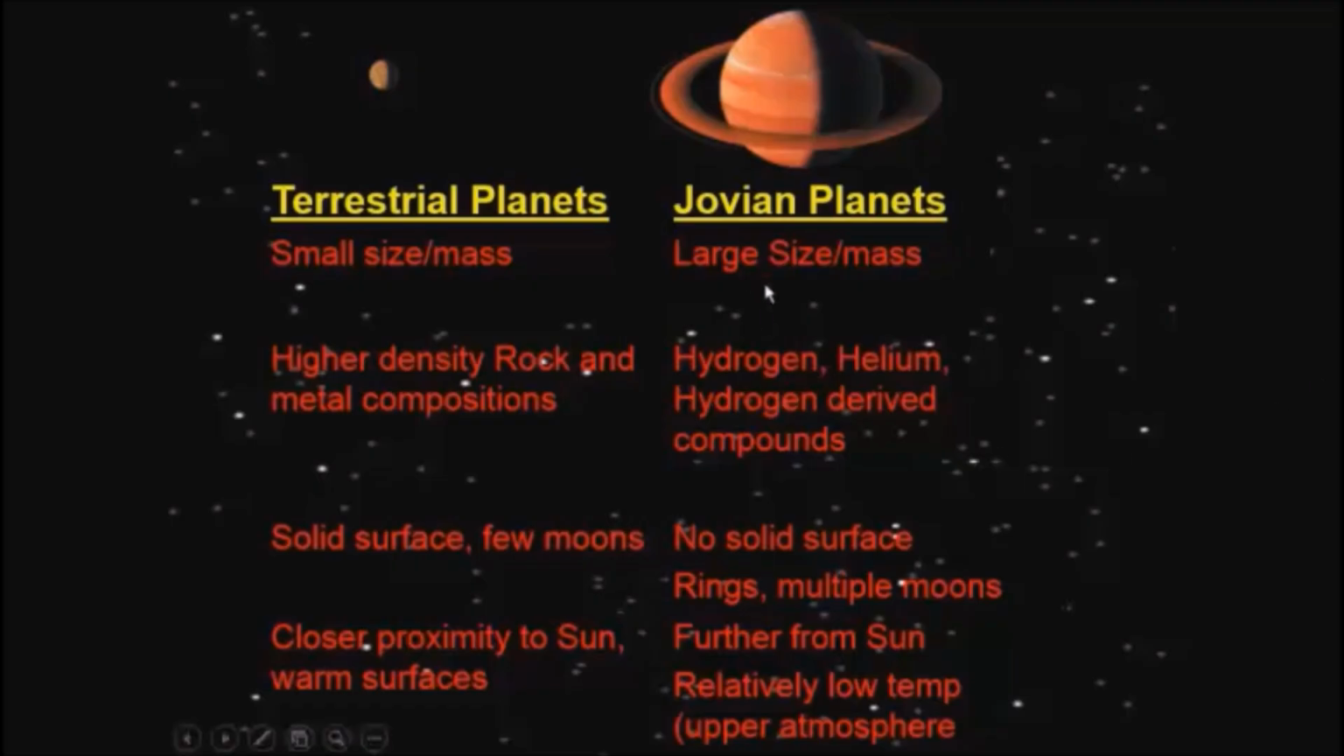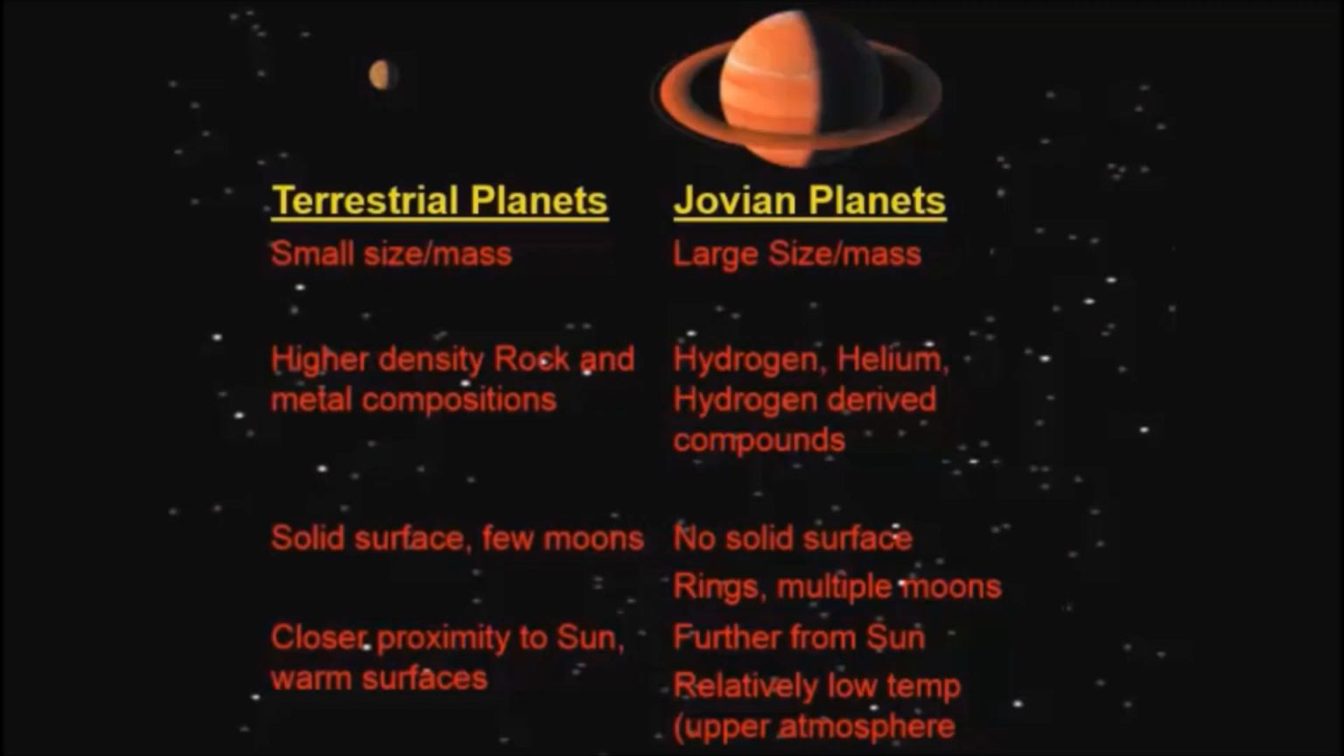The Jovian planets, large size, very big diameters, and relatively high masses. They have much lighter materials, far more gases, hydrogen, helium, and lots of ammonia and hydrogen-derived compounds.